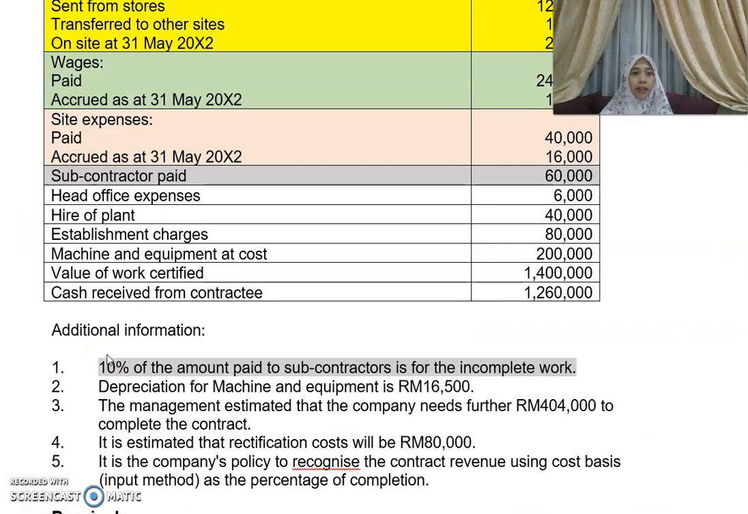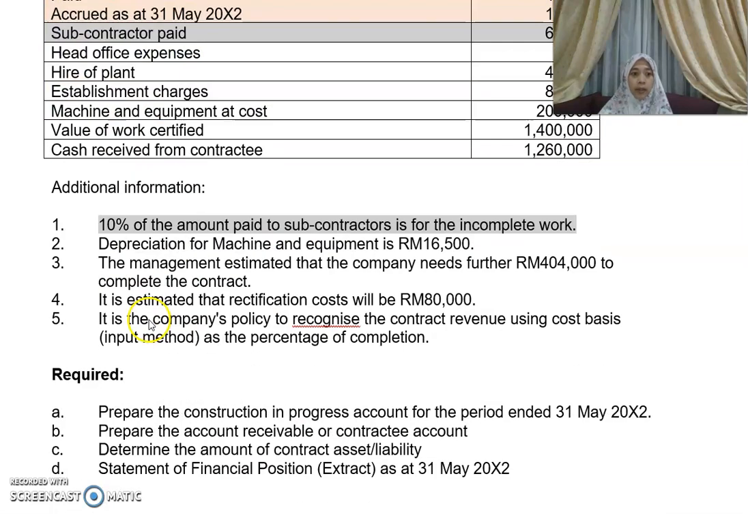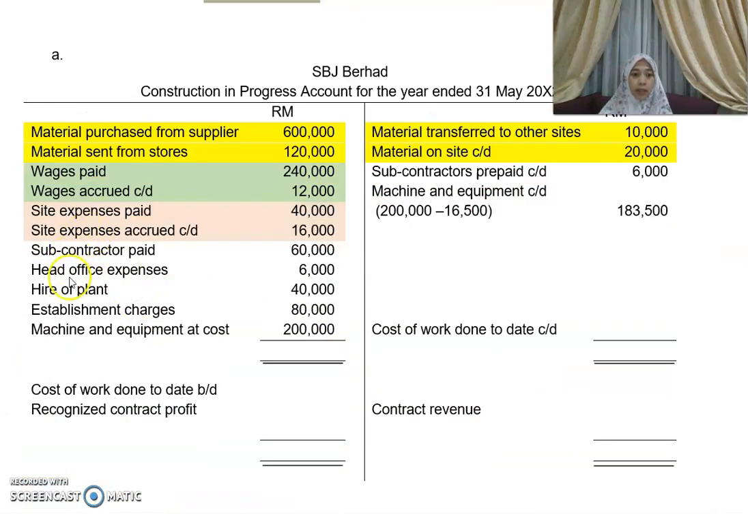Next, you have your head office expenses, 6,000. Hire of plant, 40,000. All these things you debit in your construction in progress account. You have establishment charges, 80,000. Okay, all these three items, you just debit.